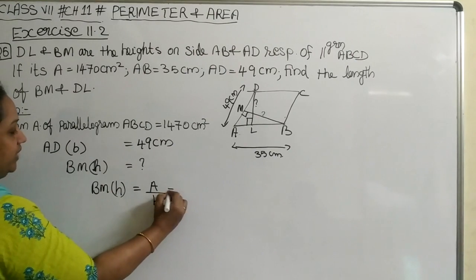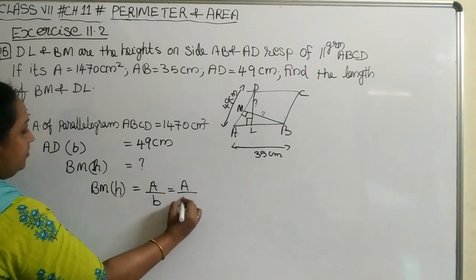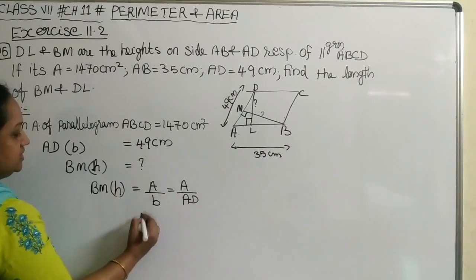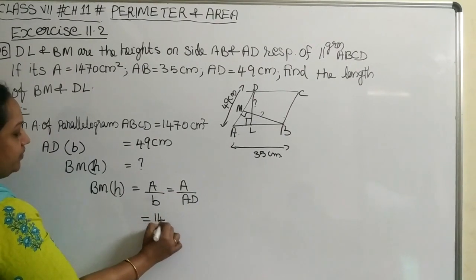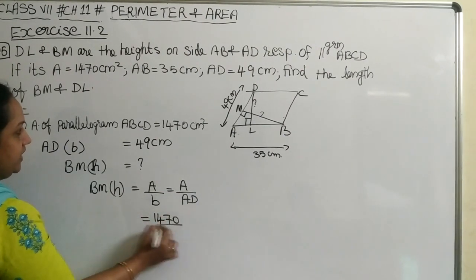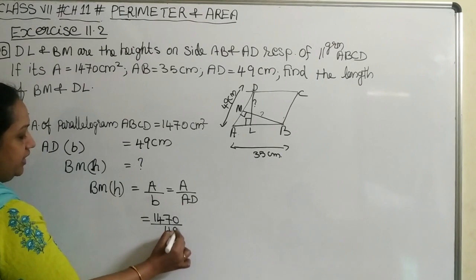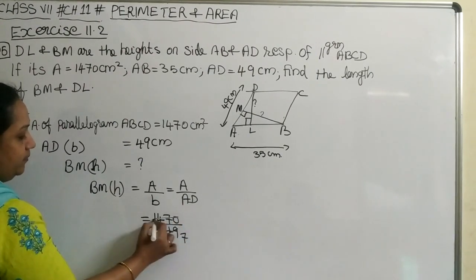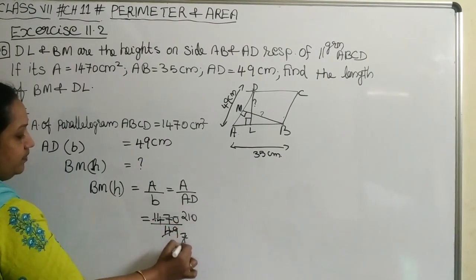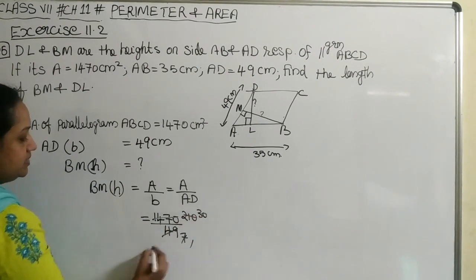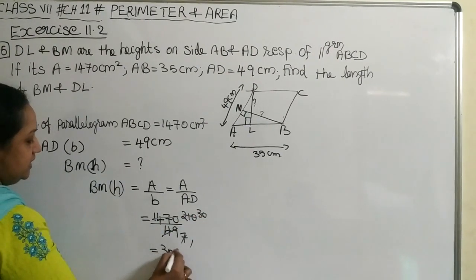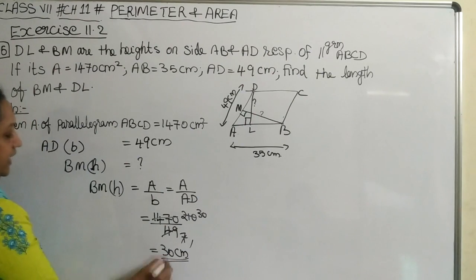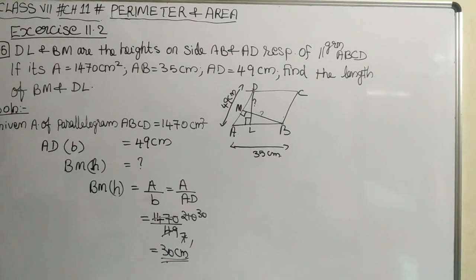base. That means area divided by AD, which is the base. Substitute the value: 1470 divided by 49. We can divide by 7. So the answer is 30 centimeters. So the length of BM, or the perpendicular height BM, is 30 centimeter.